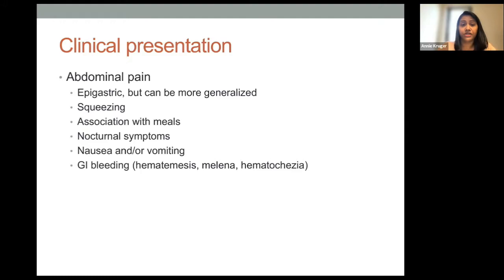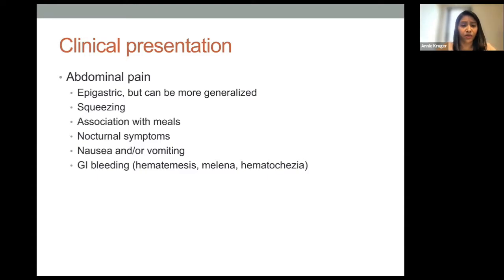There can be an association with meals. So depending on where the ulcer is, if it's a gastric ulcer, sometimes they'll have pain immediately associated with the meal. In other cases, they'll have pain if they're on an empty stomach. And it all has to do with what's happening in terms of peristalsis and what it is doing to the area around the ulcer. If there's peristalsis and that's moving the ulcer and the sensory nerves around it are getting irritated, then there's going to be some association with meals during the various prandial phases of food digestion.